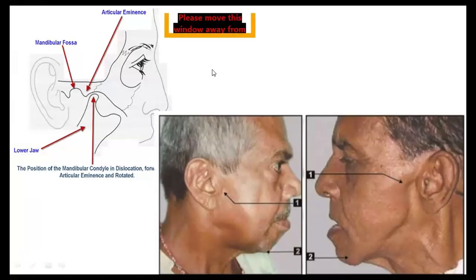Anyway, the point I was talking about is subluxation. Please note the difference between these two terms, dislocation and subluxation. Dislocation is when it happens once and the patient is not able to reduce it by himself. Subluxation is where it is recurrent and the patient is able to reduce it by himself. Are these two terms clear?